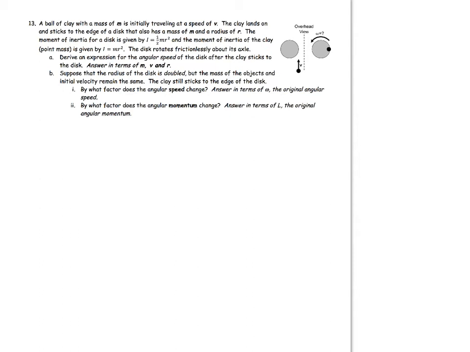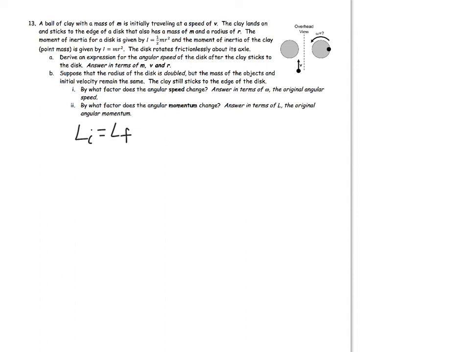For this problem, we have a ball of clay that's initially moving at some speed, and it lands on a disc and sticks to it, and then the clay and the disc system begin to rotate. And so we want to think about what is the angular speed of the system afterwards. This is a collision that involves angular quantities. So we're going to use conservation of angular momentum.